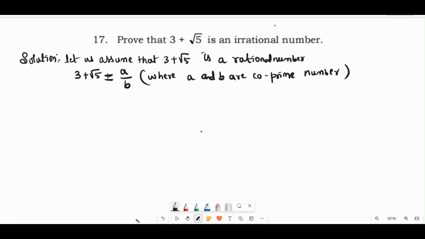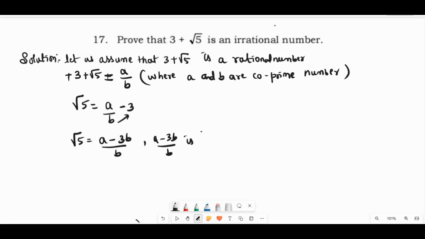Now we have root 3, we'll keep it as it is. We'll send this plus 3 to the other side, it will become a by b minus 3. By taking LCM, we get root 5 equals (a minus 3b) by b, cross multiplying. So 3 into b will be 3b divided by b. Now here, a minus 3b by b is a rational number.